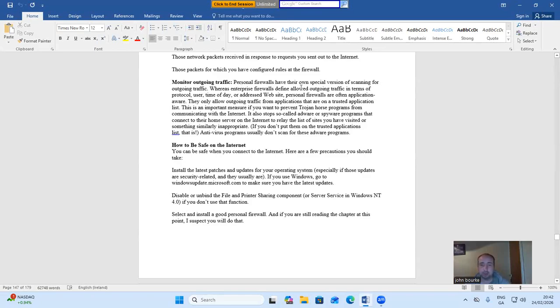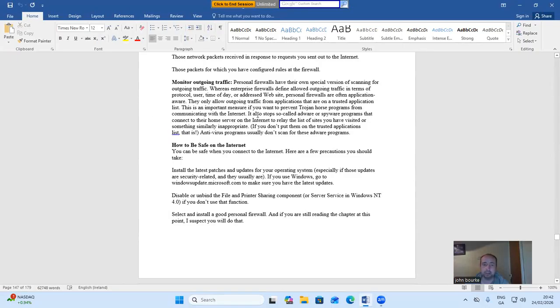Personal firewalls have their own special version of scanning for outgoing traffic, whereas enterprise firewalls define allowed outgoing traffic in terms of protocol, user, day, time of day, or addressed website. Personal firewalls are often application aware. They only allow outgoing traffic for applications that are on a trusted application list.